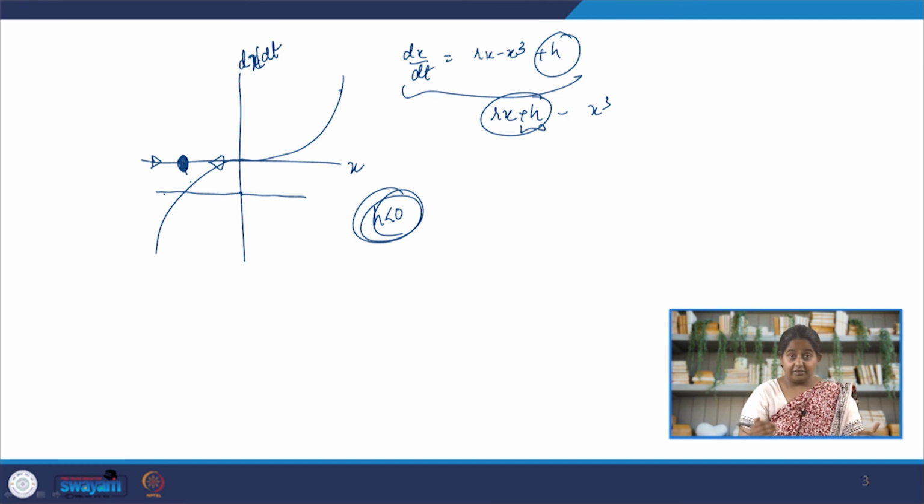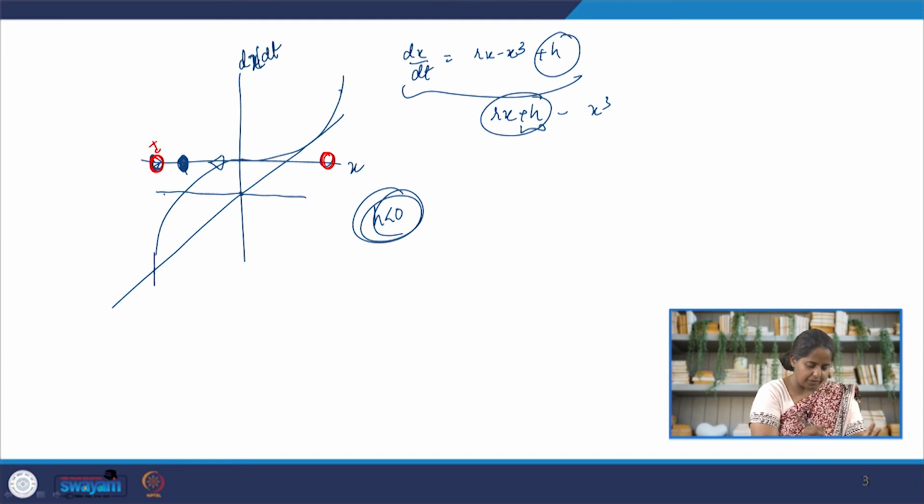Now let's increase r. As we increase r, eventually there will come a time when the line will be tangential on the right side in the first quadrant. New fixed point appears. This fixed point moves here. I'll change the colors to make it less confusing. So here we have a new fixed point here, another fixed point here. Let's look at the stability quickly.